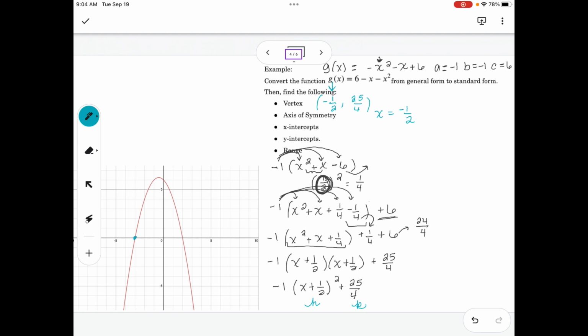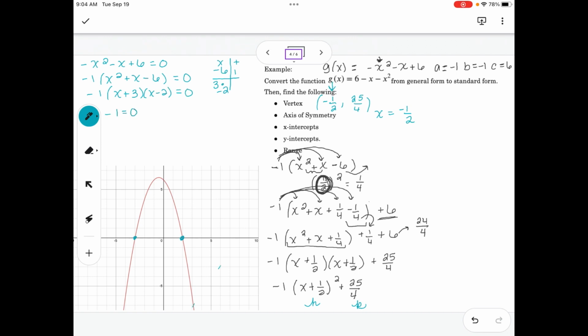What are our x-intercepts? We should have 2 of them. So I ask ourselves, -x squared minus x plus 6, where are we equal to 0? That's the question. We can factor out the -1, giving us x squared plus x minus 6. And we ask ourselves what multiplies to -6 but adds to +1. 3 times -2 works, giving me (x plus 3)(x minus 2).